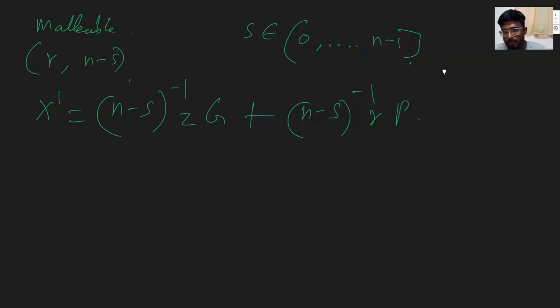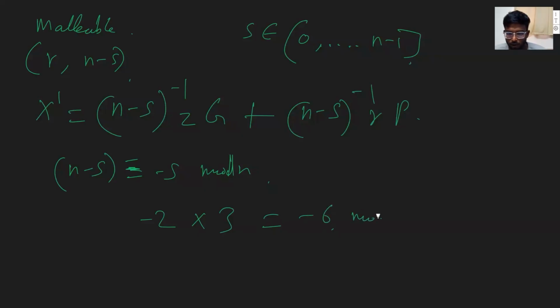Now in modular arithmetic, n minus s is actually equal to minus s mod n. Why is that the case? We can consider both of them to be equal, or rather congruent, and that's why you are seeing these 3 lines here, not just the 2 lines traditionally used for the equal sign. Let's go back to modular arithmetic one more time. Consider minus 2. Minus 2 into 3 will be equal to minus 6. So when you take mod 5 on this, you will get minus 1.